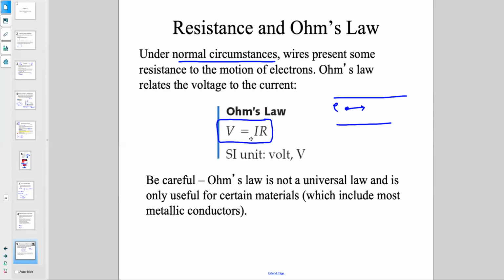Okay, so here's a word of caution. Ohm's law is not a universal law. It's not always true, and is only useful for certain materials. This law is not something that will always be true, depending on the temperature and the materials we're talking about. But for the majority of materials, for most of the conductors, Ohm's law is true.